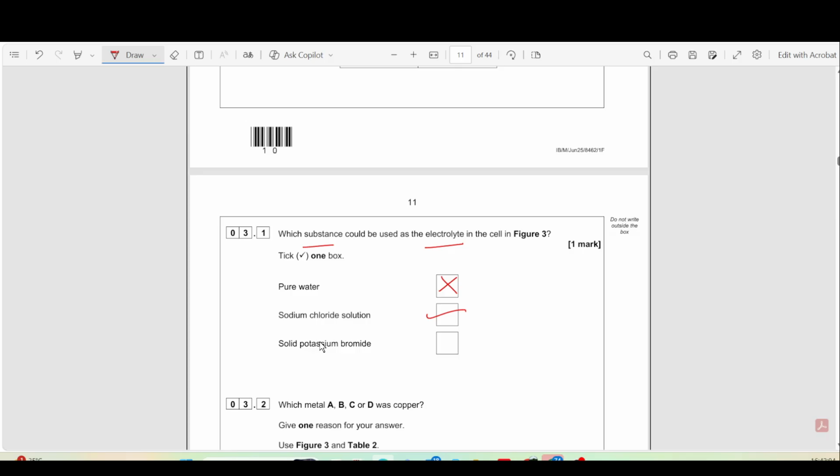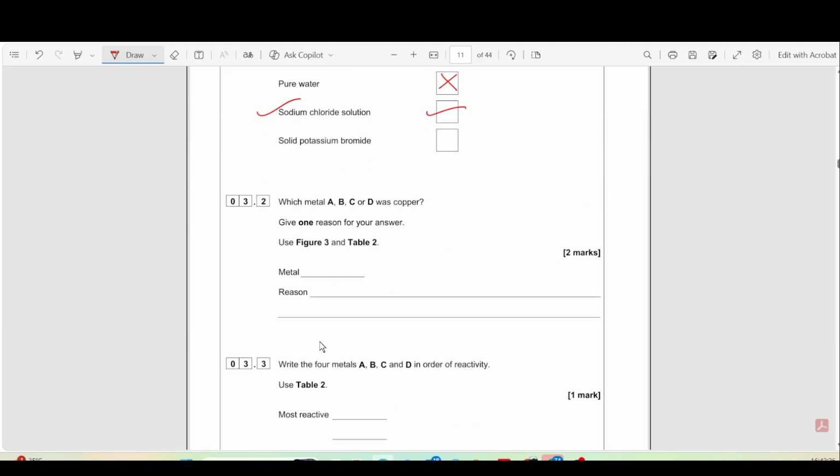Pure means there are no ions, like distilled water, which we use in labs. And potassium bromide cannot conduct, because its ions are locked and fixed in its lattice. So the correct option is this one.